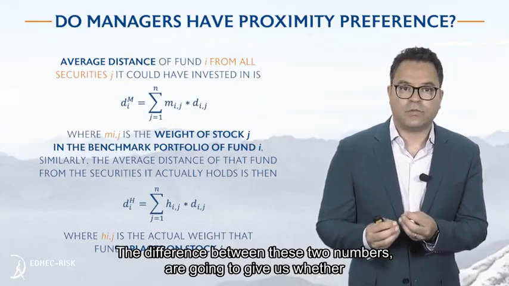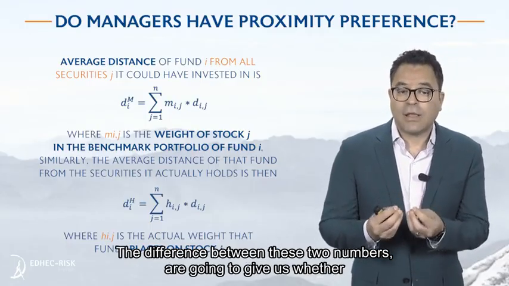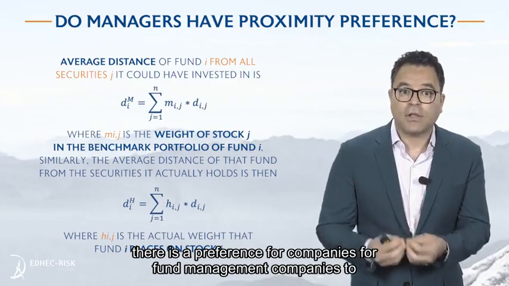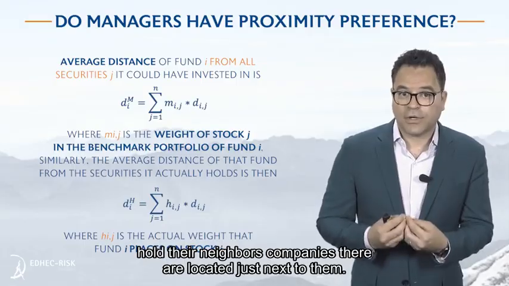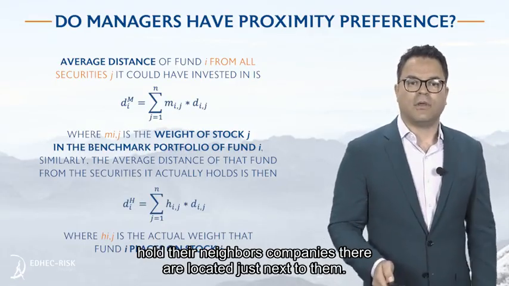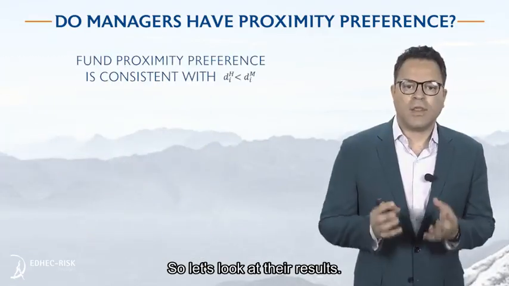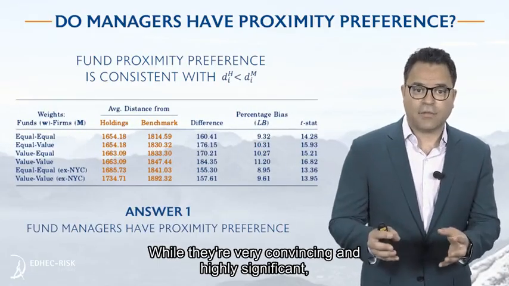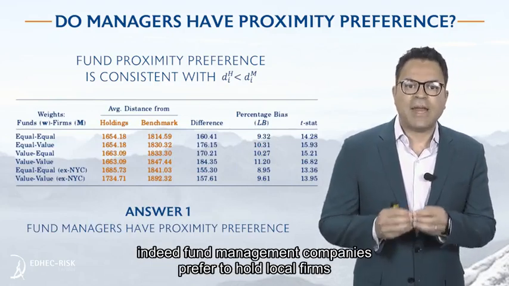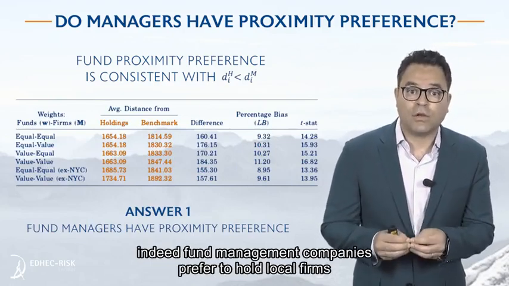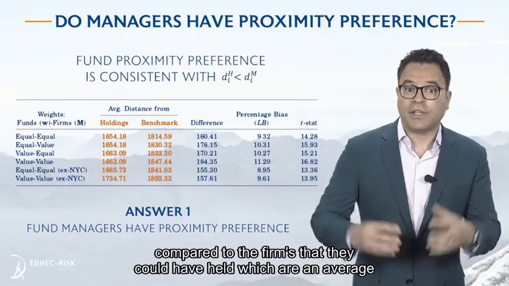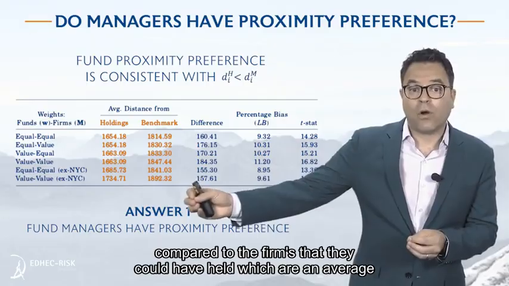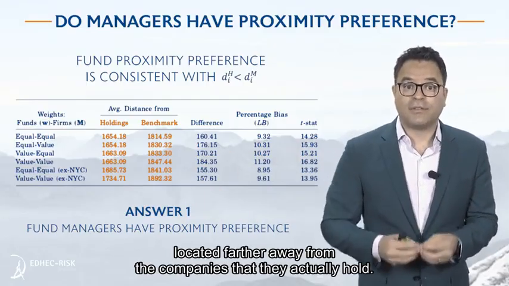The difference between these two numbers is going to give us whether there's a preference for fund management companies to hold their neighbors, companies that are located just next to them. So let's look at the results. Well, they're very convincing and highly significant. Indeed, fund management companies prefer to hold local firms compared to the firms that they could have held, which are on average located farther away from the companies that they actually hold.